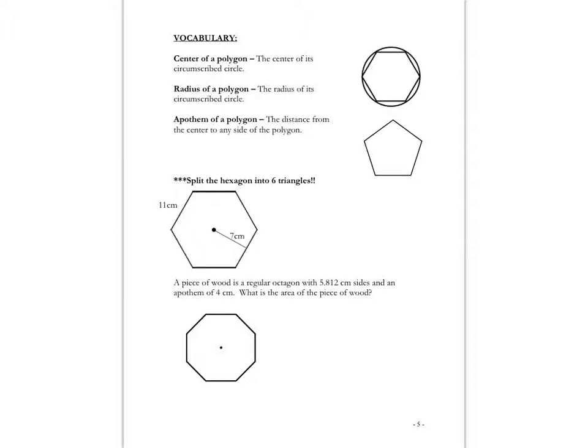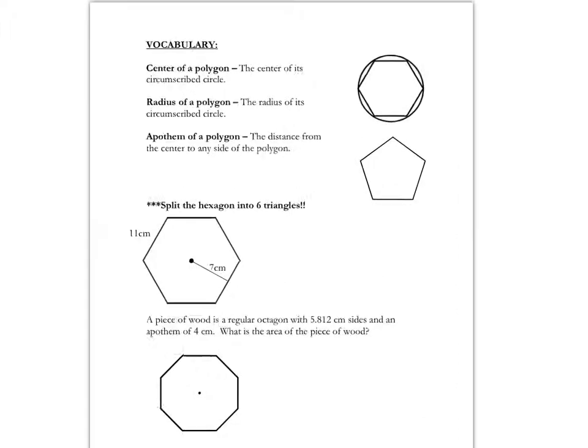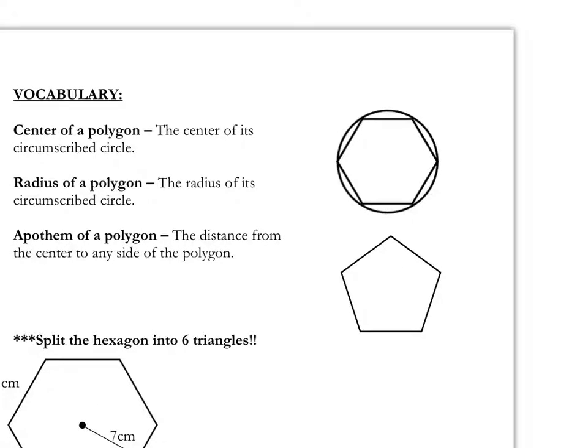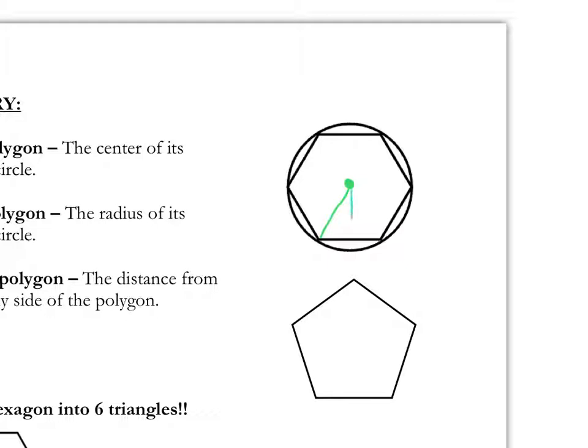Alright, we have one last part, and that is going to be a regular polygon. So it could be a hexagon, octagon, pentagon, dodecagon. It could be a lot of different polygons. A few of the vocab words. The center is the center of the circumscribed circle, which just means the circle around it. The radius is from the center to the edge, so it's to a vertex. And then the apothem is perpendicular to one of the sides. So that is what we want.